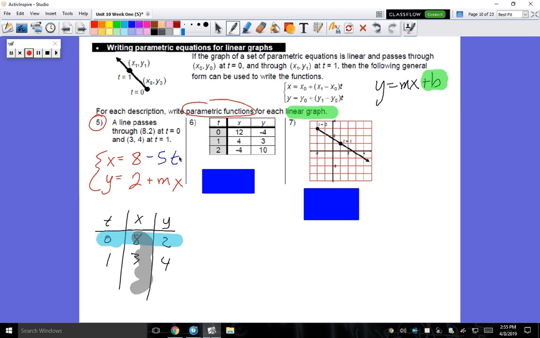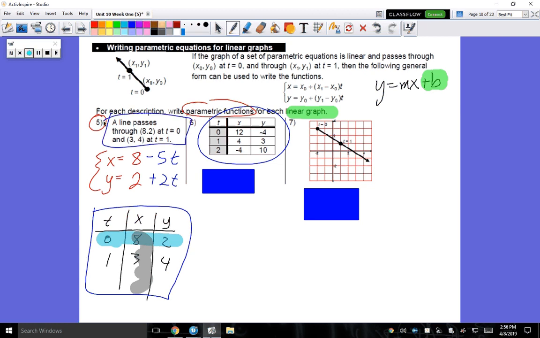How does the y change? Plus 2, right? So you're going to have plus 2t. Done. Fairly easy if you can methodically just go through it, okay? Now that we have this in table form, it made it a lot easier when I made the table. And I suggest that you do that if you struggle with it being given to you like this. Okay? All right.